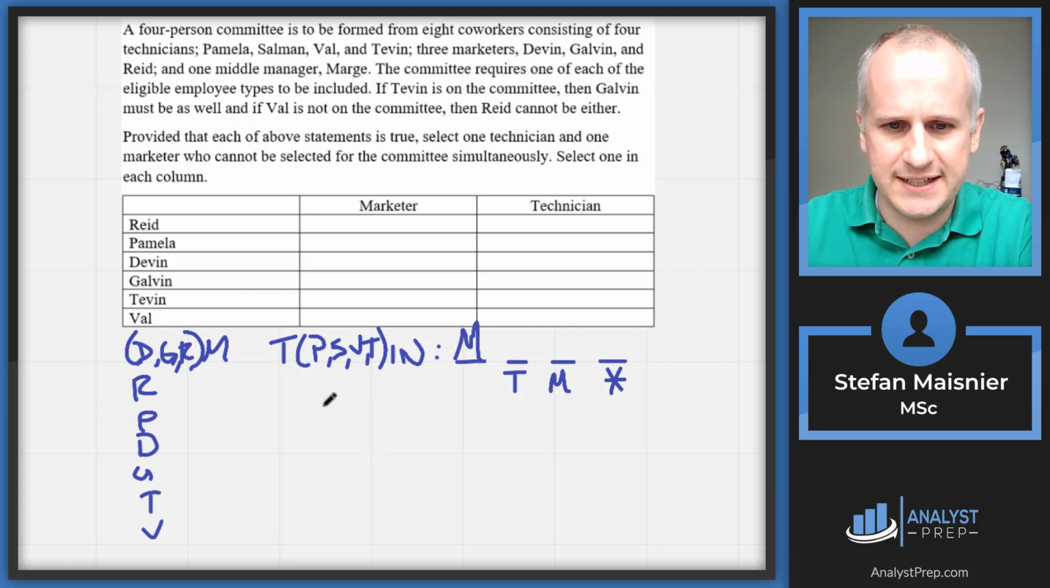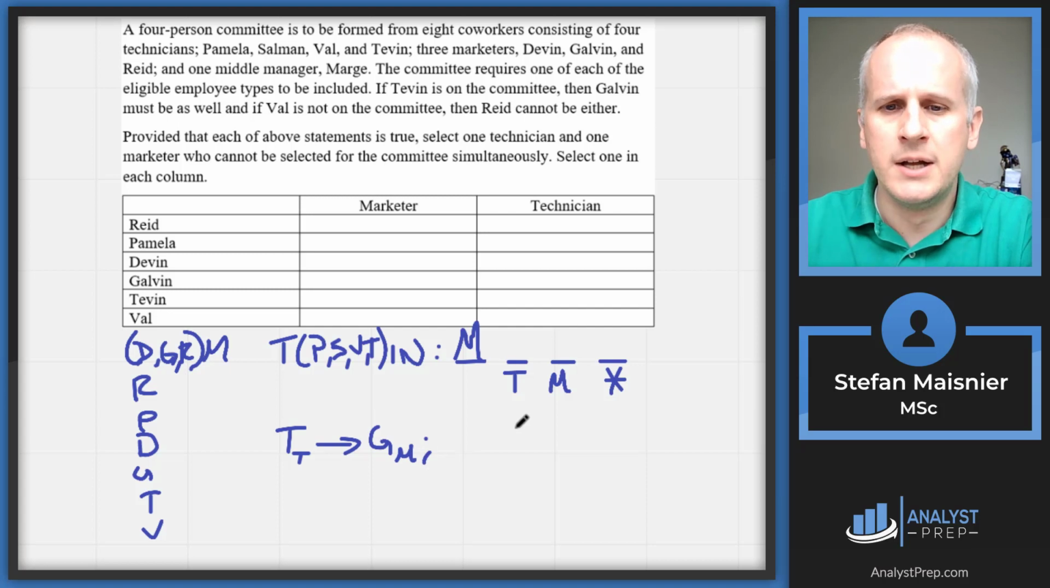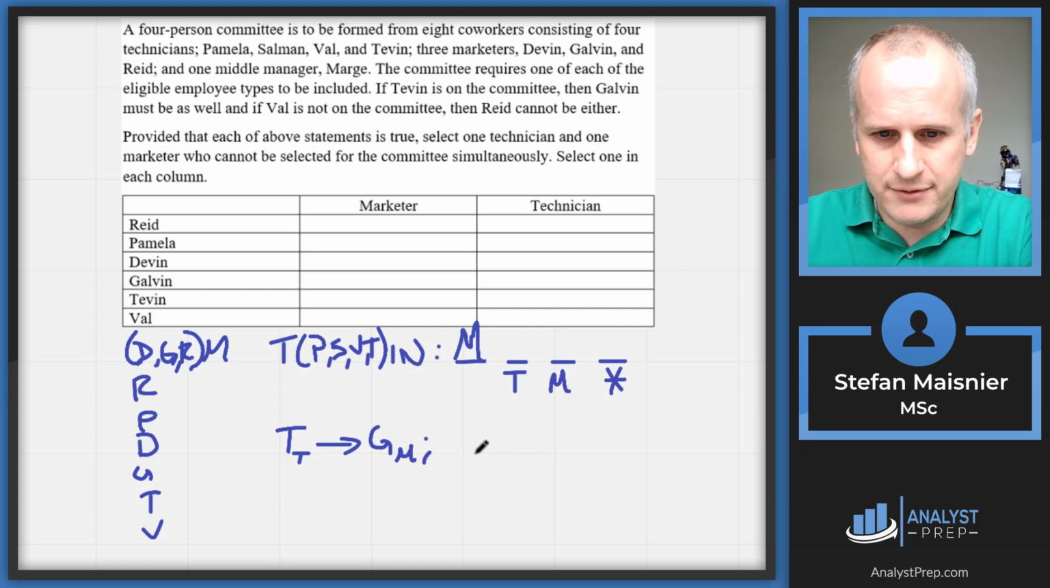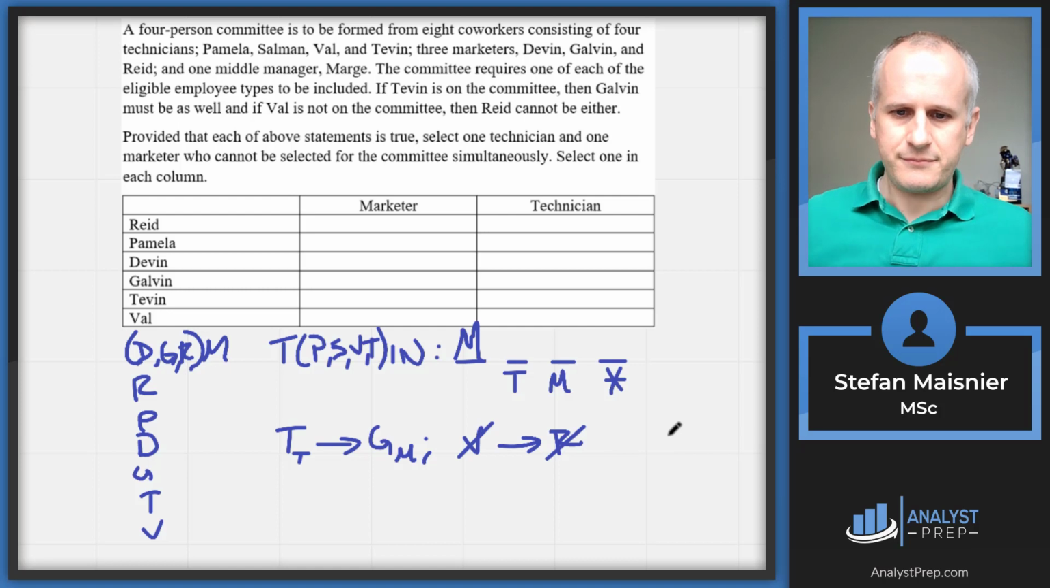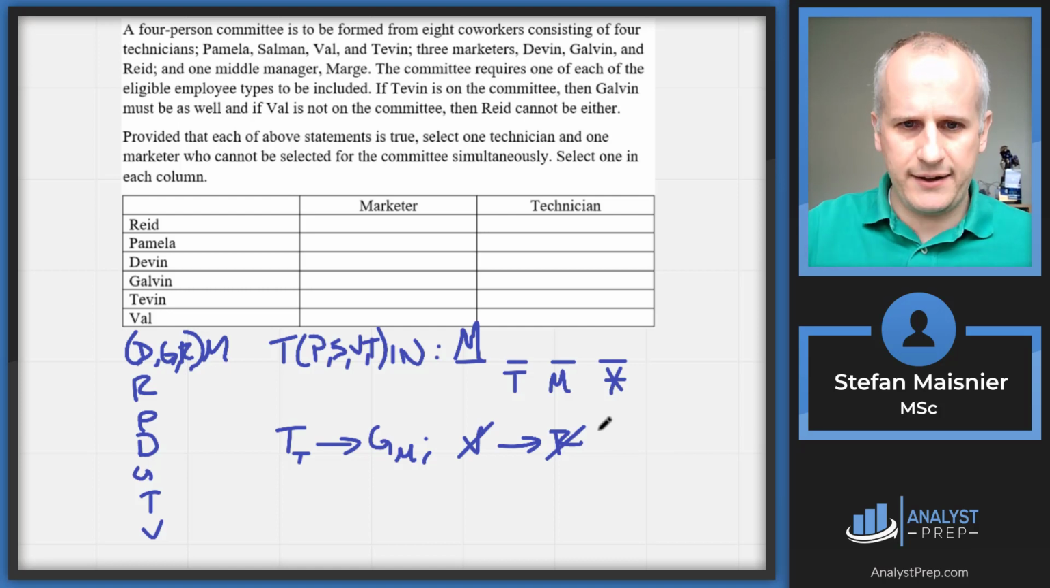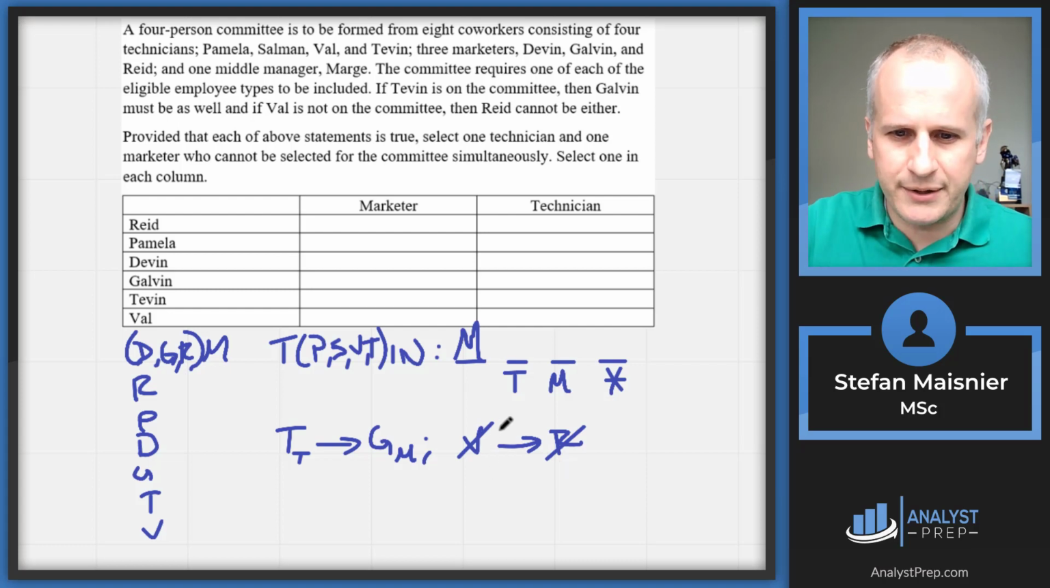Then we find that if T is in, so if we get T and T is a technician, then we know that G is in as well, and G is a marketer. And then if V is not in, so if we don't have V, then we can't have R. Now, what that means is we have to consider the opposite outcomes as well. So if, and I should also put in what our categories is. So V is one of our technicians and R is one of our marketers.